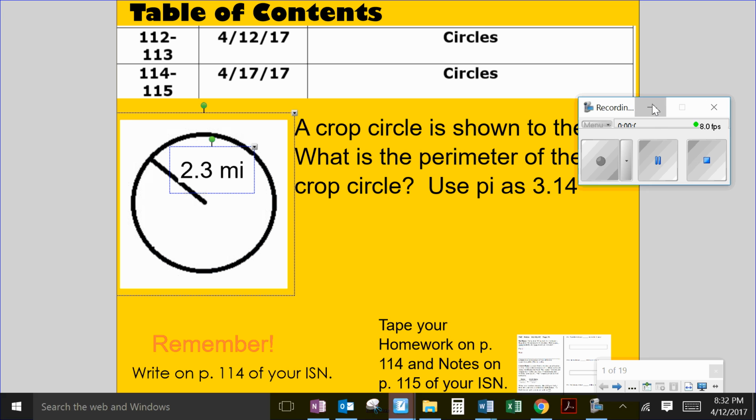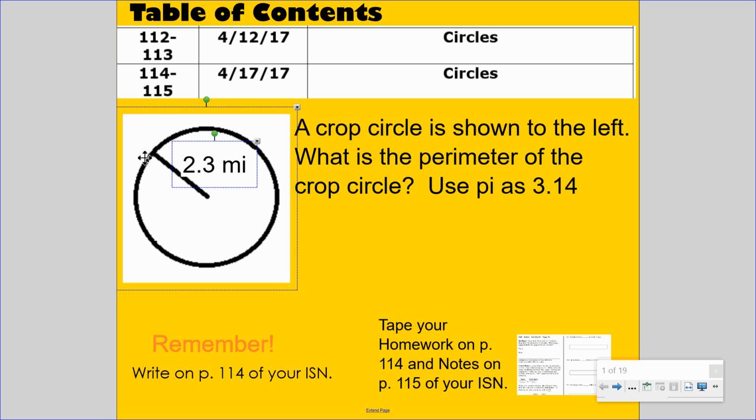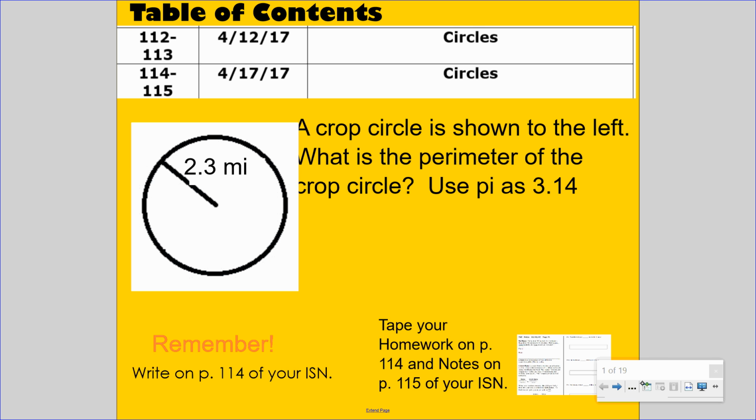Welcome. This lesson is over how to find the area of a circle. So let's look at our number routine. Our number routine says a crop circle is shown to the left-hand side. What is the perimeter or distance around this crop circle? Use pi as 3.14.